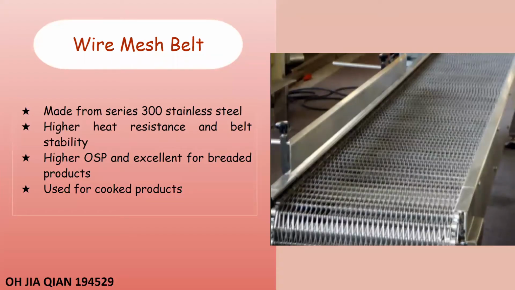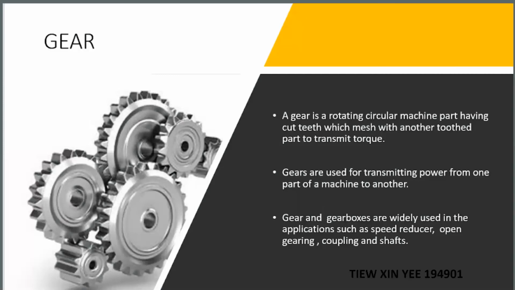After that is the wire mesh belt. This type of belt is made from series 300 stainless steel. The advantages are higher heat resistance and belt stability. This type of belt has a higher OSP, which is excellent for bread production, and it's normally used for cooked products. That's all for me. Then we continue to the next machine element.